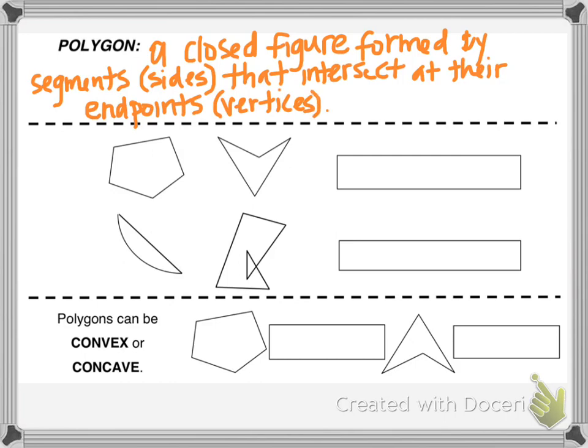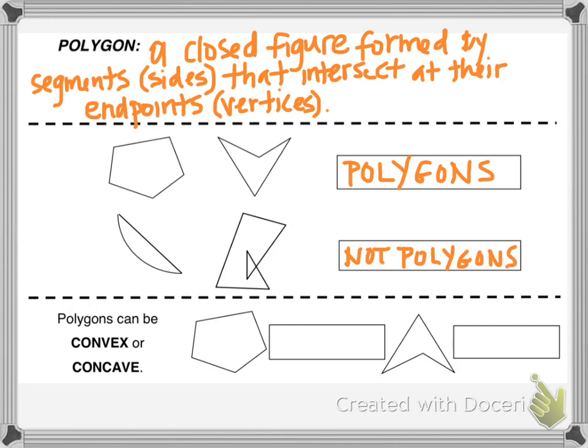Okay, so here are some examples and non-examples. The first two shapes, they are closed. Their segments or their sides intersect at the endpoints. So these are called polygons. The next two shapes are not polygons. So we'll talk about why. So include a few of these examples in your notes.